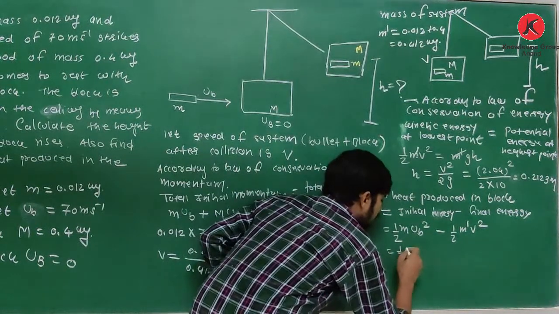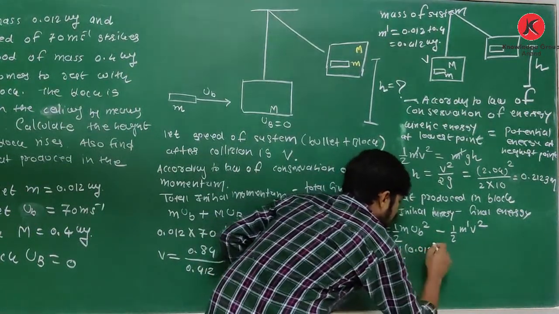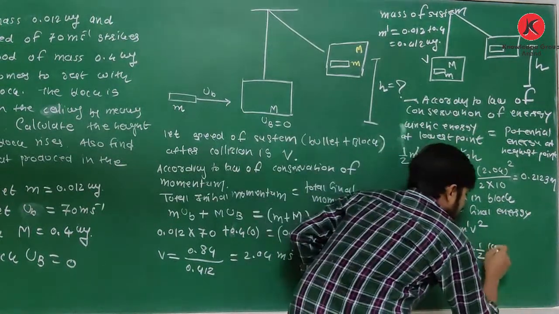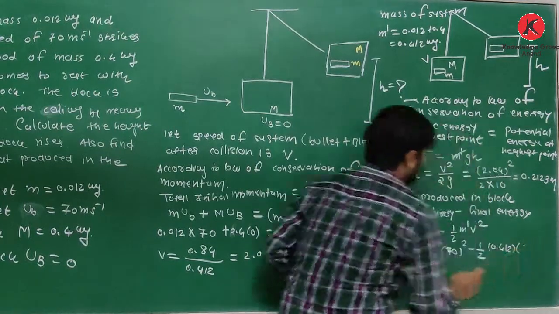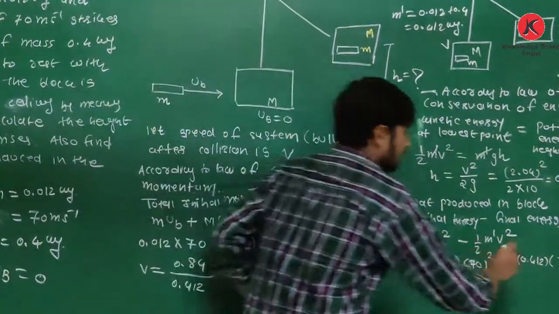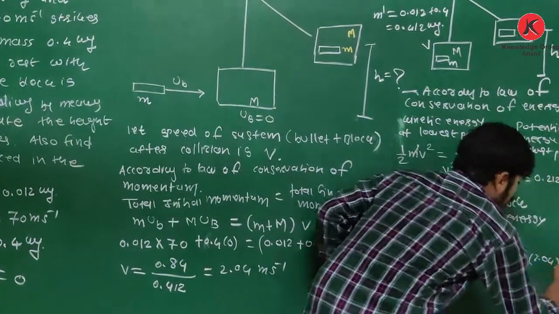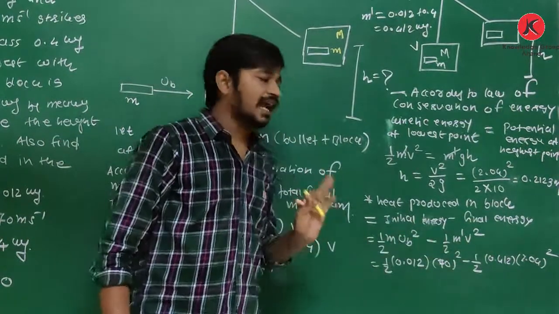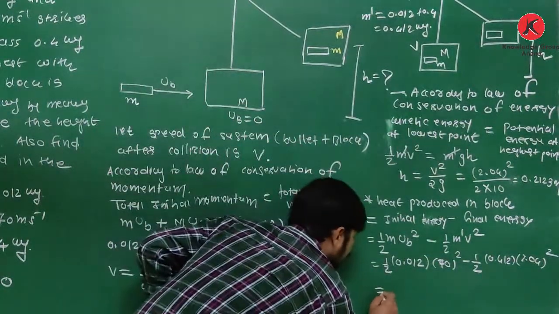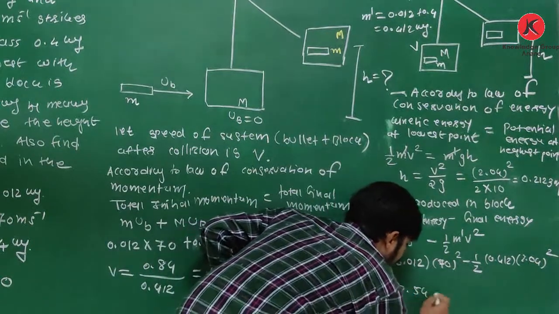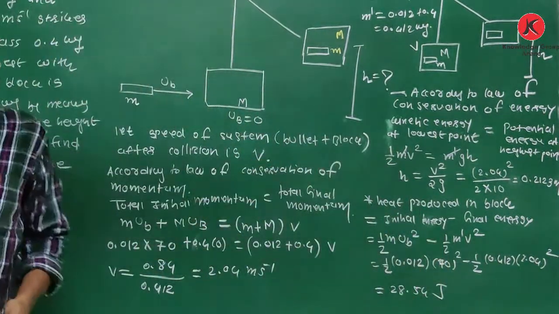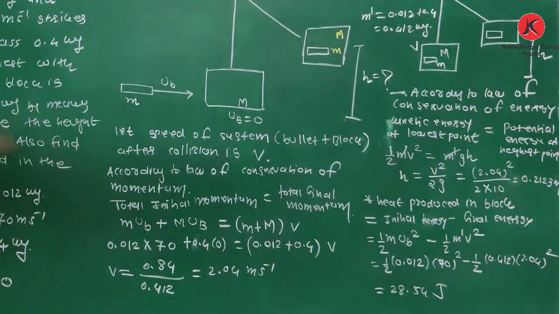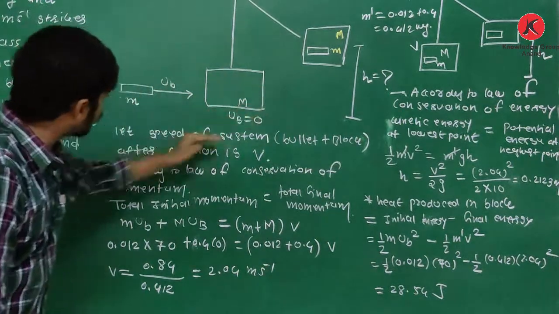Here it is half. What is the mass of the bullet? 0.012. What is the speed of the bullet? It is 70 whole square, minus m dash, where m dash is 0.412. What is v? It is 2.04, so 2.04 whole square. Total initial energy minus total final energy, and if you calculate this, you will get 28.54. Clear about this?